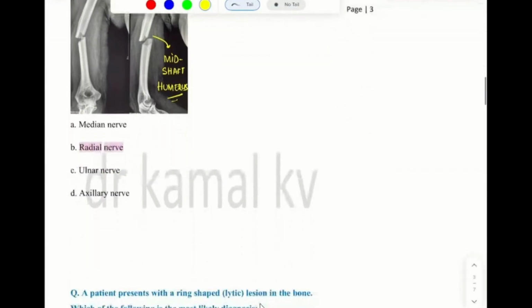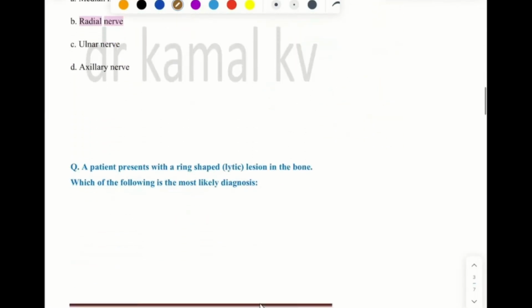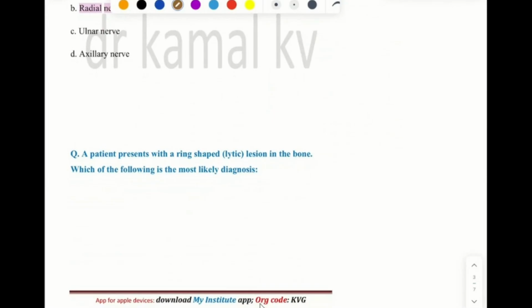Okay, and then there are many questions like what will be the clinical deformity. If there is radial nerve injury, the clinical deformity you will see is wrist drop. Now how will you manage? Obviously we will give a cock-up splint. So these are some related questions which are very commonly asked. But one should be very clear with this X-ray and the possibility of injury to the radial nerve.